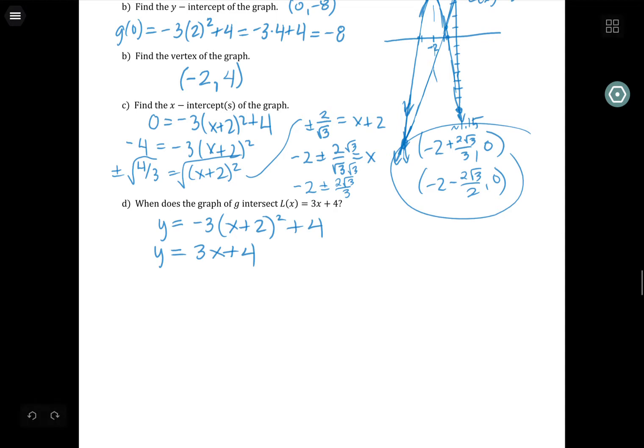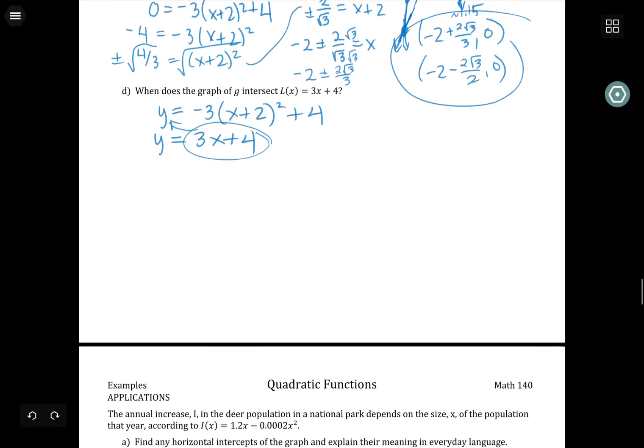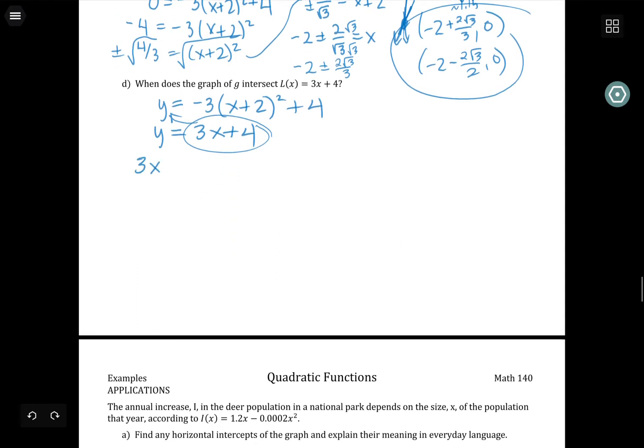So this is a nice easy substitution. If y is the same as 3x plus 4, then in equation number 1, I can just replace y with 3x plus 4. This is not going to set up quite so nicely for the square root method, so I'm going to go ahead and start multiplying it out. (X plus 2) squared is x squared plus 4x plus 4. One nice thing does happen. I could subtract 4 from both sides, and it just goes away.